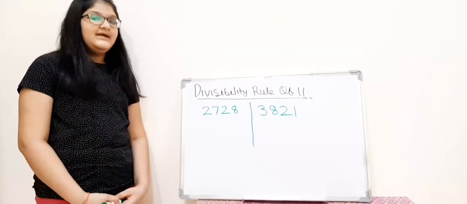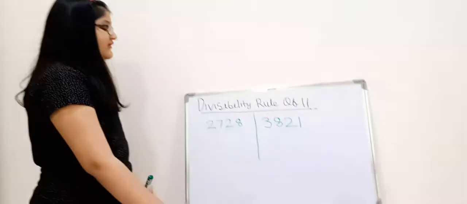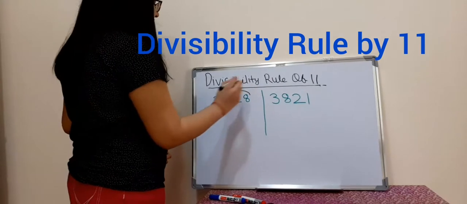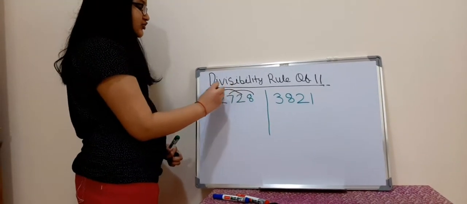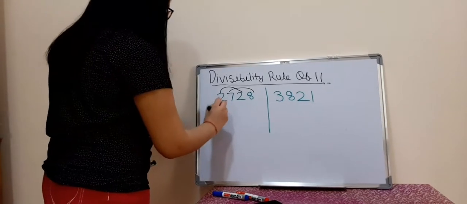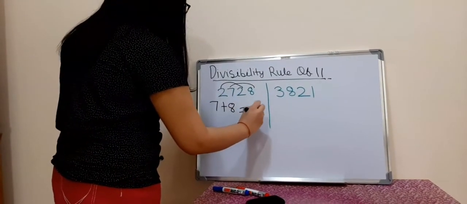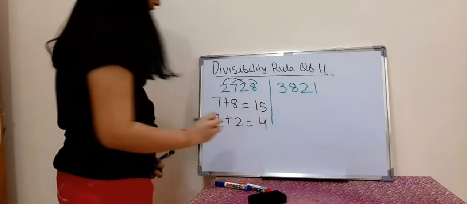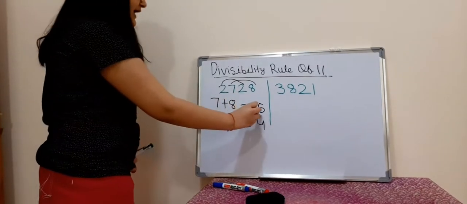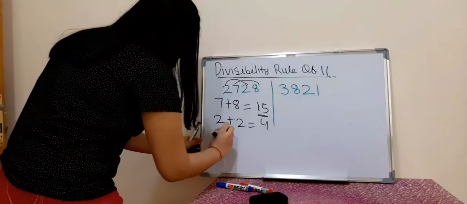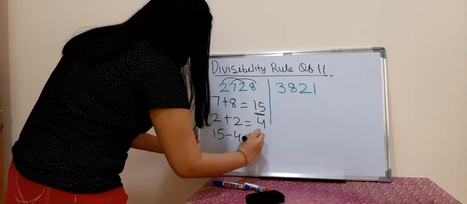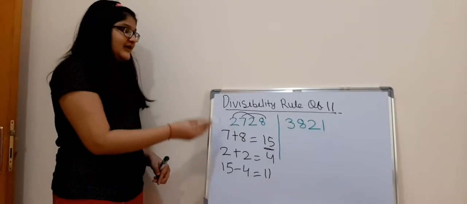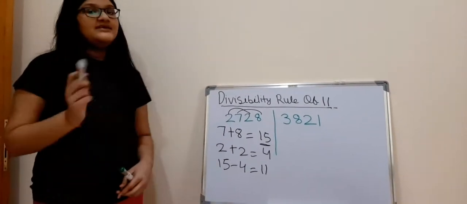So now let's see the divisibility rule of 11. In the divisibility rule of 11, you have to add the alternate digits. That is, you have to add 7 and 8, and 2 and 2. So 7 plus 8 is 15 and 2 plus 2 is 4. Now what you have to do is subtract them. Okay. Now 15 minus 4 is 11. Now 11 comes in the table of 11. So the number 2728 is also divisible by 11.